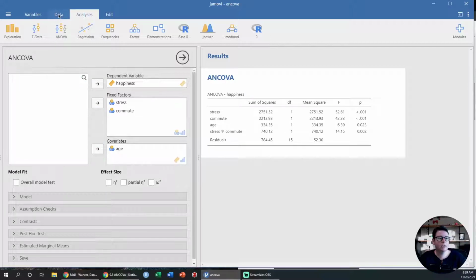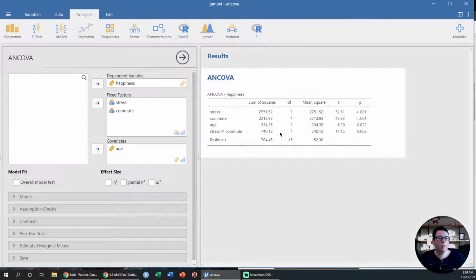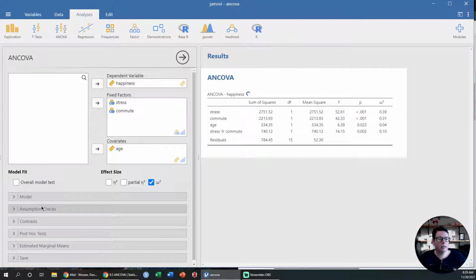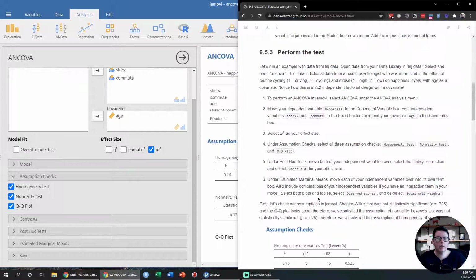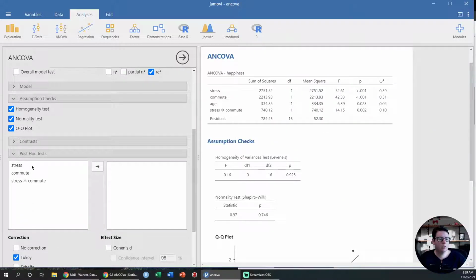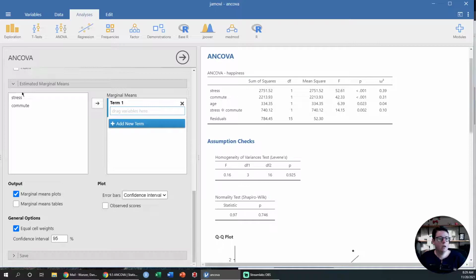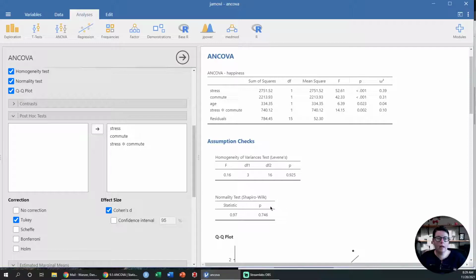And so technically we should actually go back here and change this to make it continuous. That is better. And go back here. So now that's fixed. Okay, we've moved all those things over. We want to select omega squared. We're going to check all the assumptions. What else do we need to check? You can tell I don't do ANCOVA very often either, huh? Yeah, post hoc, we'll just do all of them with Tukey. I'll ask for Cohen's d as well. We'll do both of these. And we can ignore that. Okay, so we've got all of that.